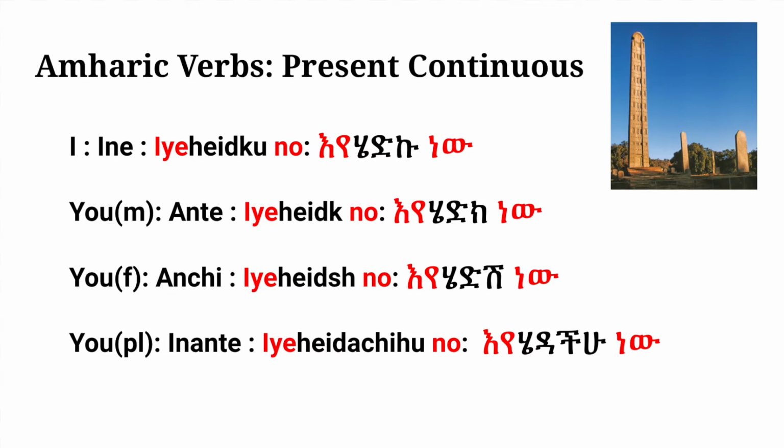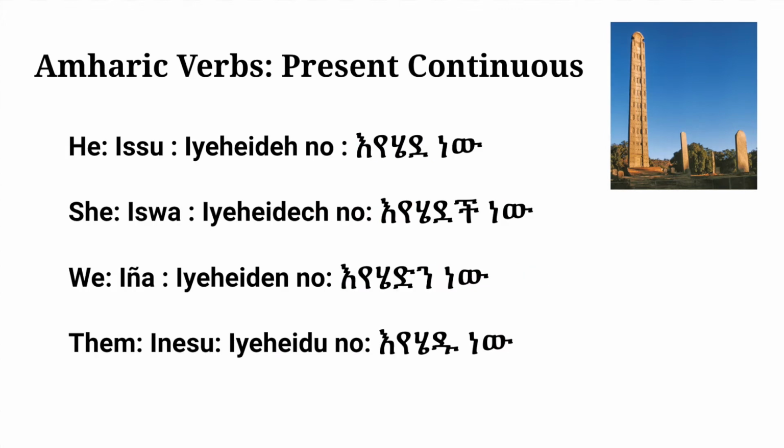For you, for a male, we have iyahedkno. For a female, we have iyahedshno. And for you, plural, we have iyahedatruno. Then for the third person male, we have iyahedano. Third person female, we have iyahedishno. For we, we have iyahedenno. And then for them, we have iyahedu no.